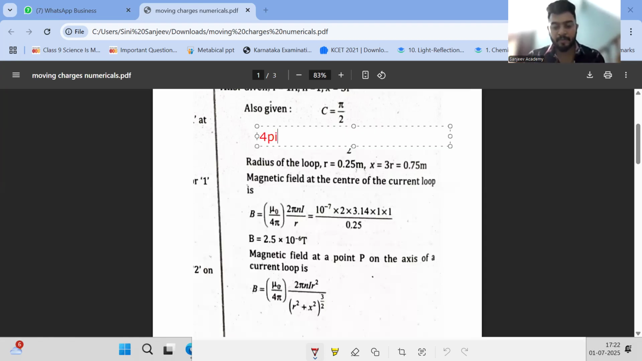4 pi into 10 power minus 7. I'm just writing it like this. That is nothing but the mu naught value. So mu naught by 4 pi, what is the value? 10 power minus 7, because 4 pi and 4 pi will get cancelled. Clear? Yeah.